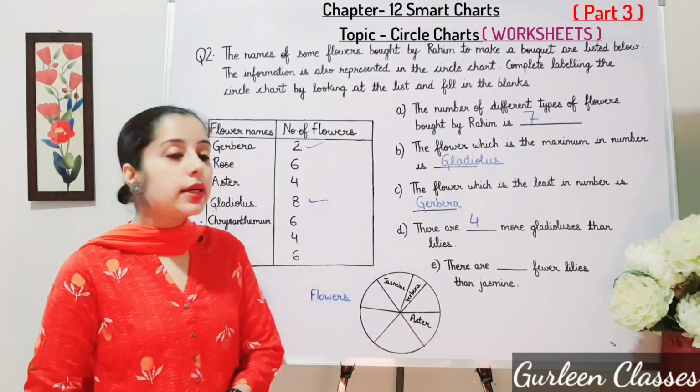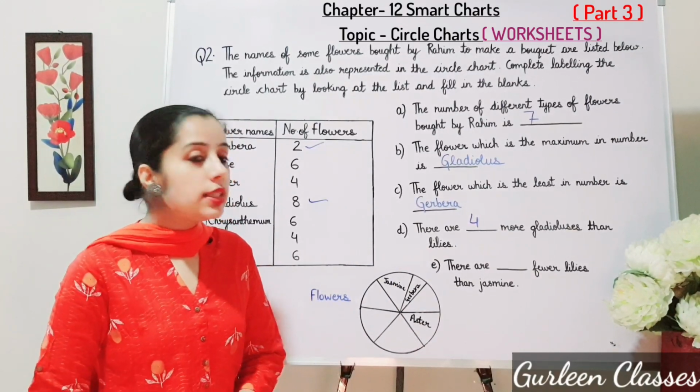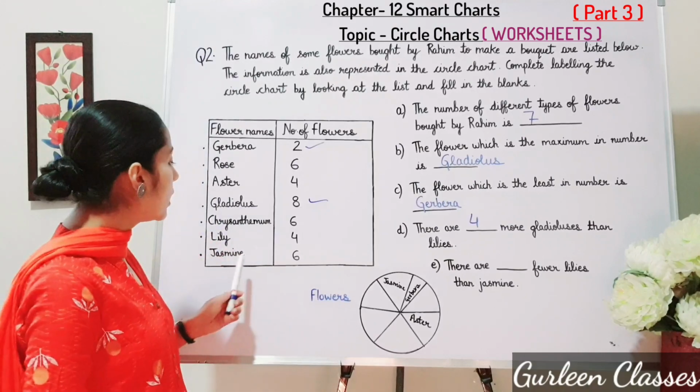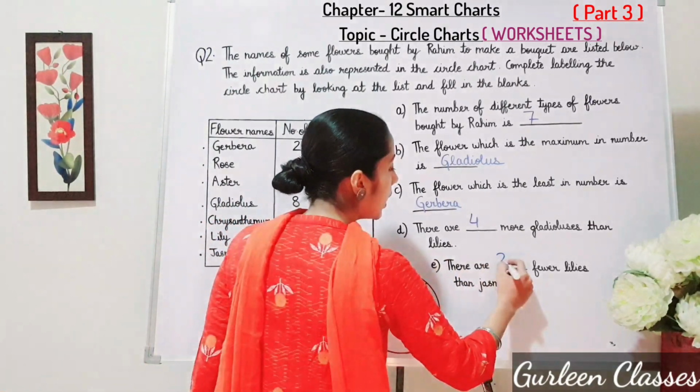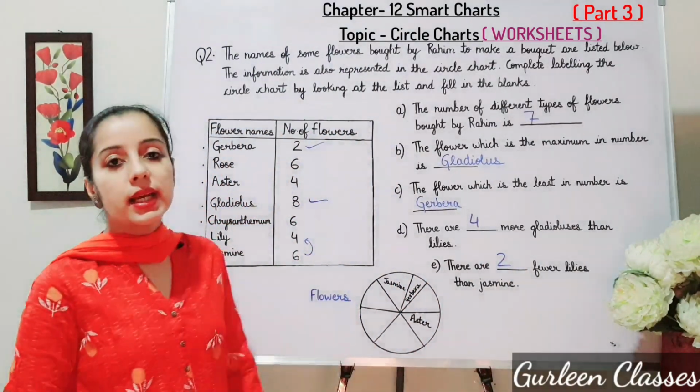Next, there are dash fewer lilies than jasmine. How many jasmine are there? 6. 6 minus 4, 2. So there are 2 fewer lilies than jasmine.